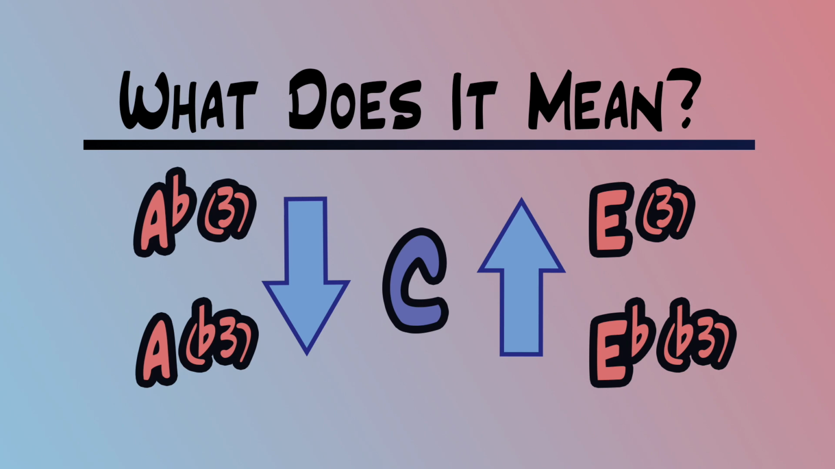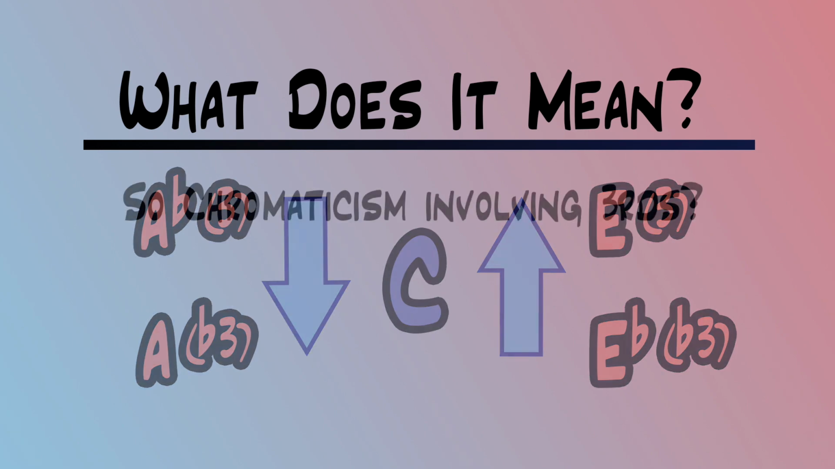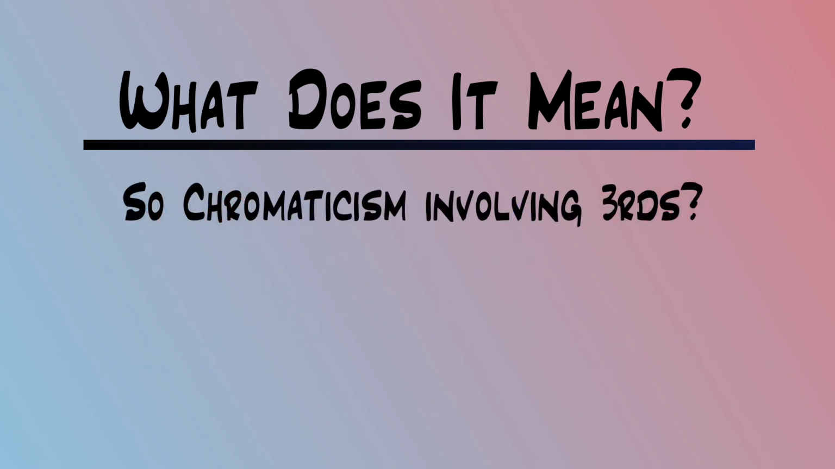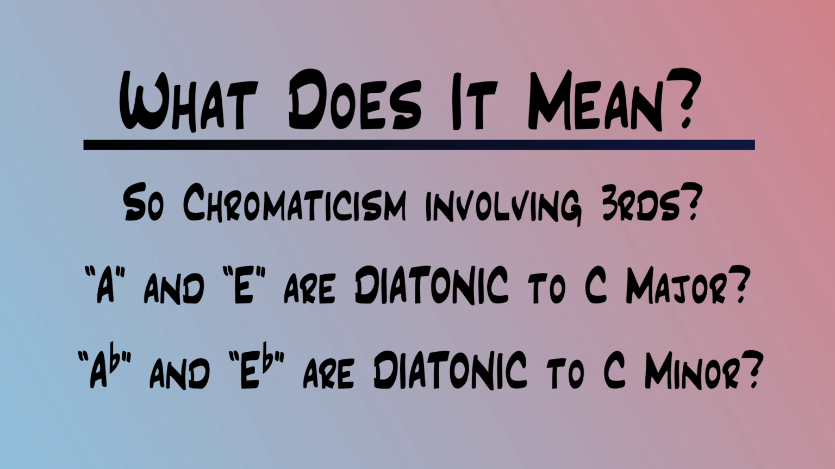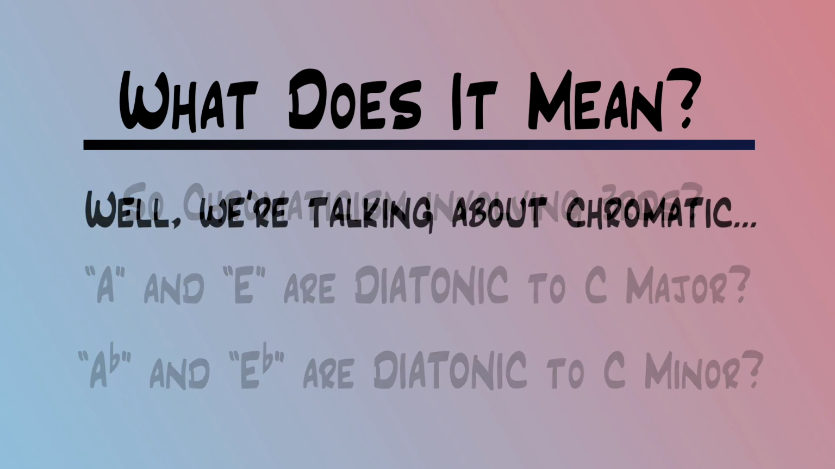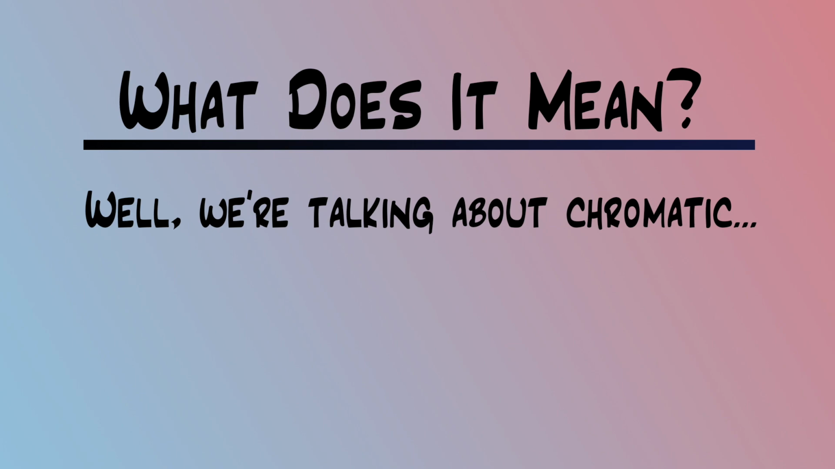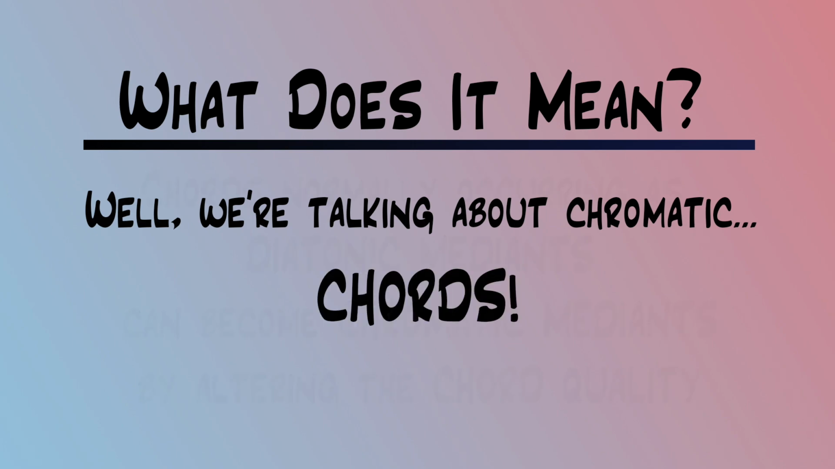And now that we have defined the two terms individually, let's combine them. So what we're starting to get is some sort of chromaticism that is related by either a major or minor third. But this can't be all of it because A and E in the context of C major are diatonic, they're not chromatic. So how are they included in this? And if we were in the context of C minor, then A flat and E flat would be diatonic, so how are they included? Well, that's because the term chromatic mediant is referring to chords and not single notes.